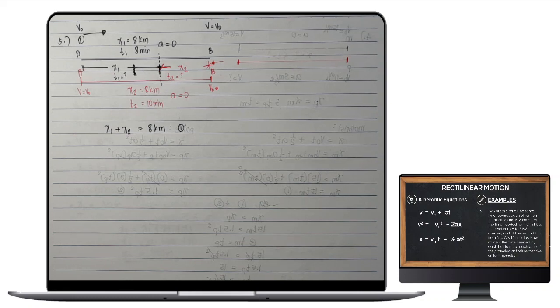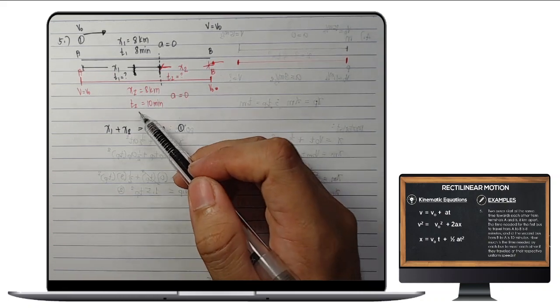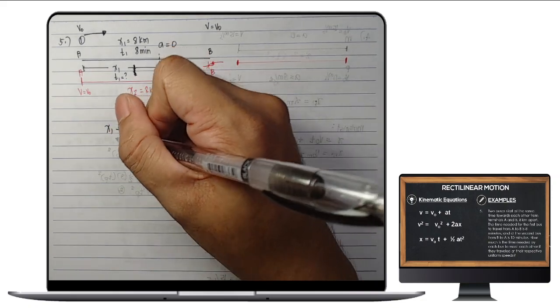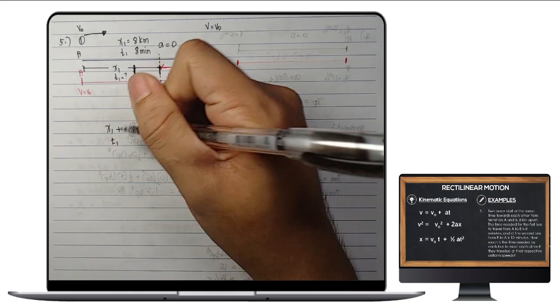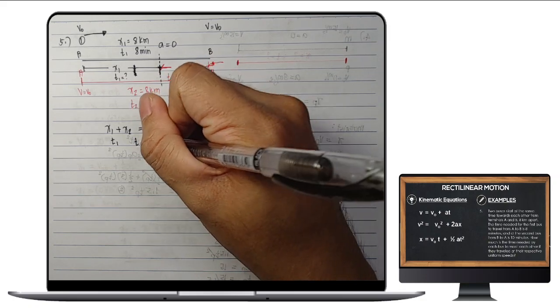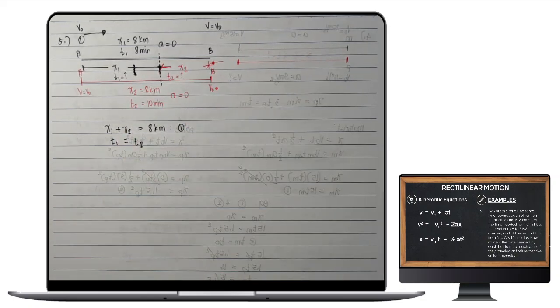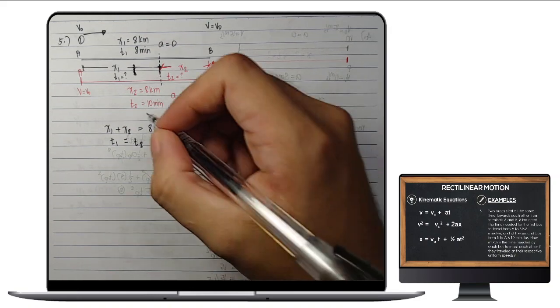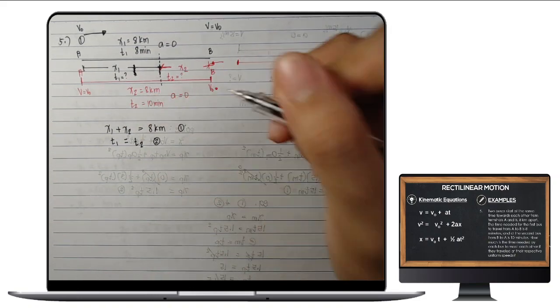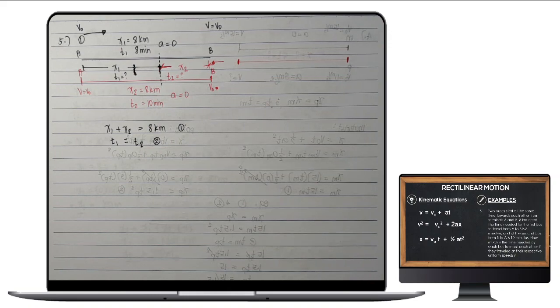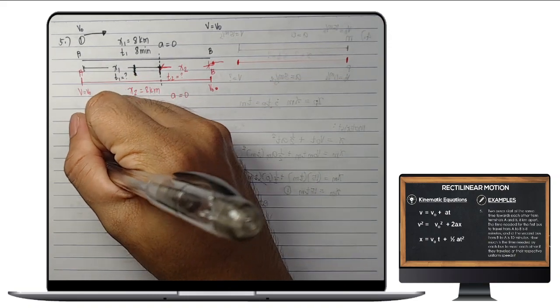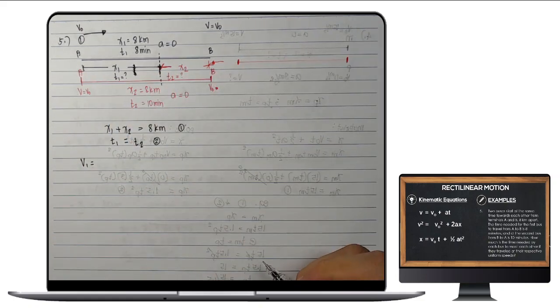Then we can also say that the time covered by bus number 1 and the time covered by bus number 2 for them to meet should be equal. Okay? So let's have this as equation 2. Then we know that the velocity of bus number 1 is the same.